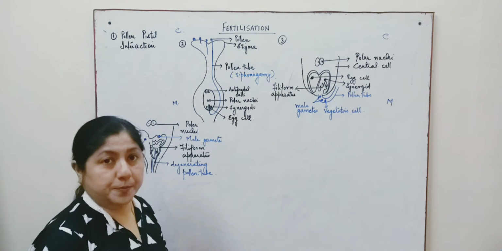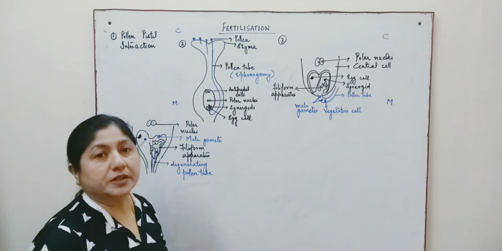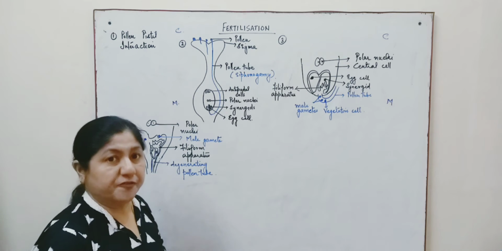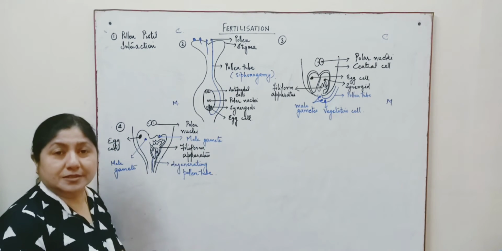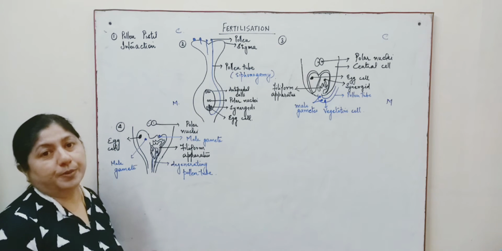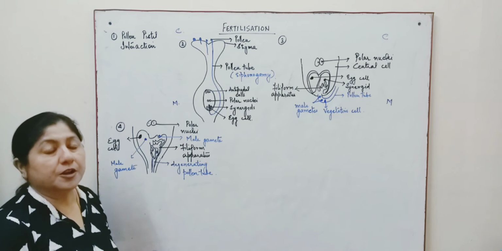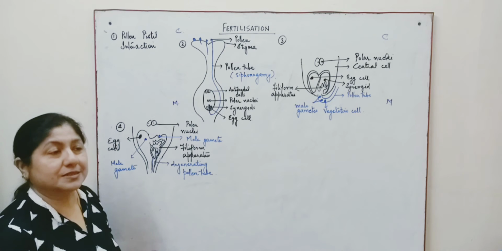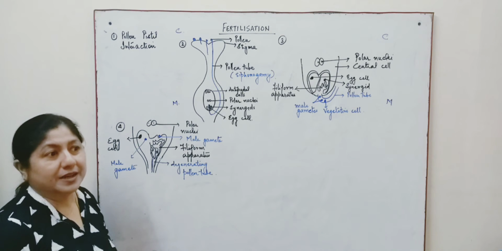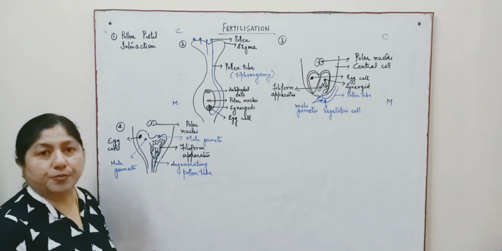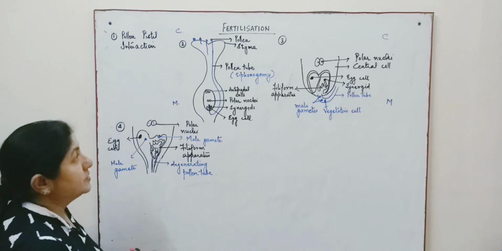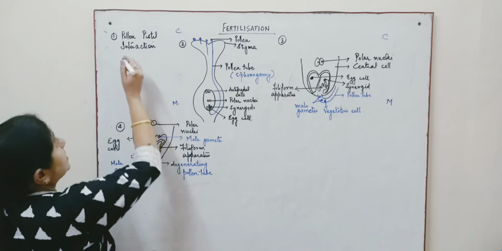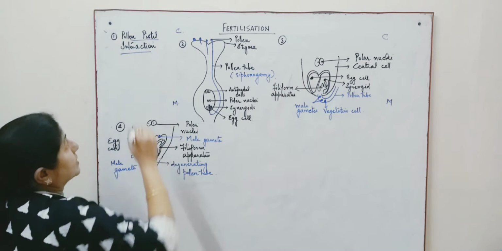In the next step in the process of understanding reproduction in flowering plants, fertilization is the process which is followed by pollination. Now, pollination in plants is important, as we have studied, that it is the transfer of the pollen grains from the anther to the stigma. Now, the first step in fertilization is the pollen pistil interaction.